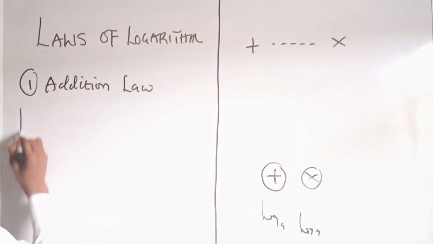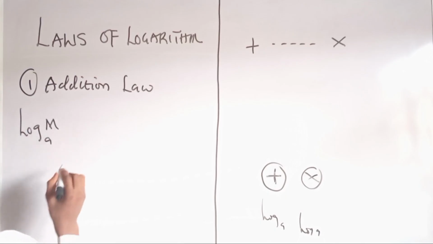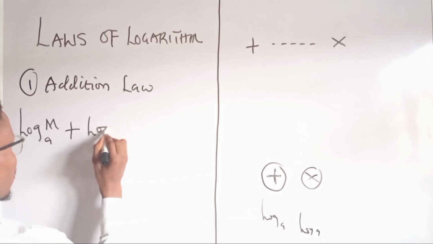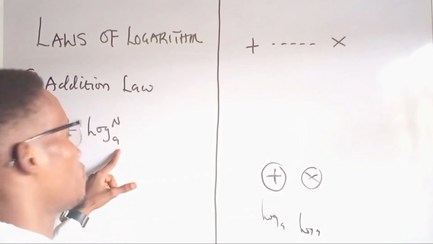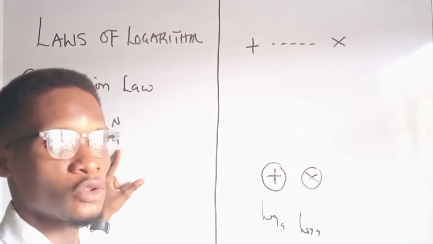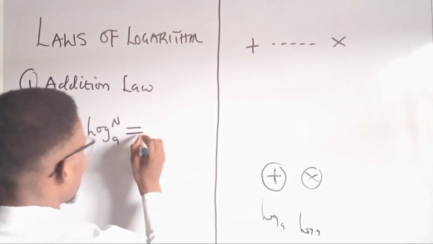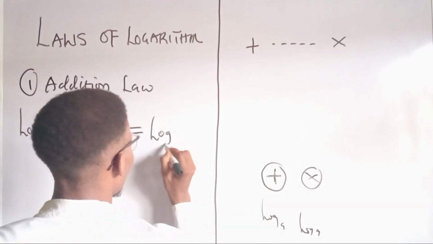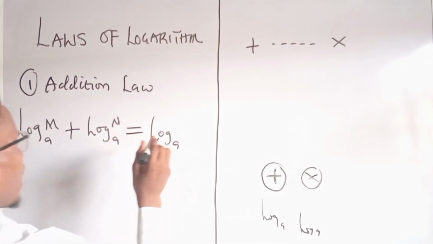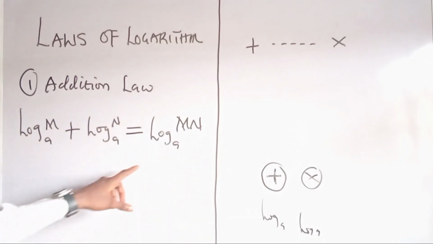The example of this is this. Let's say we have log of m to base a, then adding it to log of n to base a. You can see that they have the same base. This is one of the conditions you should consider. So if you have logs of the same base added together, the answer should be log of mn to base a.